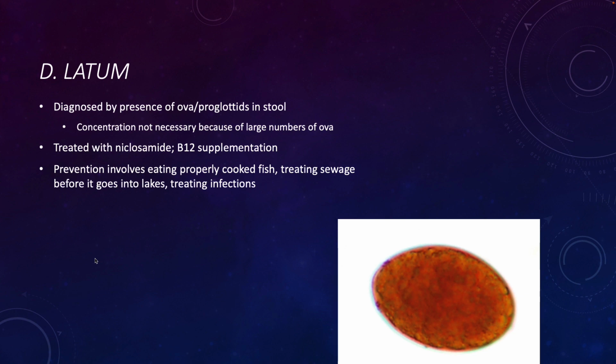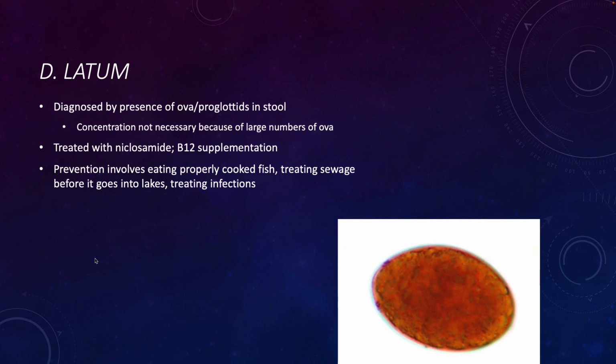Prevention involves properly cooking fish, treating sewage before it goes into lakes, and treating anybody who's got an infection. A lot of times, people who eat sushi, when they hear about the fish tapeworm, they're like, what? I can't eat raw fish. You can, that's totally your call. But at least in the US, sushi grade fish has been flash frozen so that hopefully any larvae that would be present in the fish will be killed.